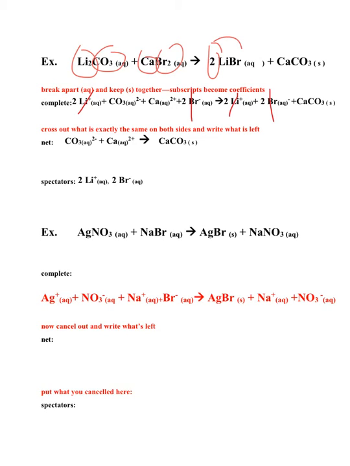And then finally, CaCO3 is your precipitate. You don't cancel that out. So now we're going to write what's left. So I see I have CO3 2-, I have Ca2+, and I have CaCO3. So that's my net ionic equation. Notice the 2 on the left are AQ and the 1 on the right is solid. What I canceled out here was the lithium and bromide, so I wrote those as my spectators.